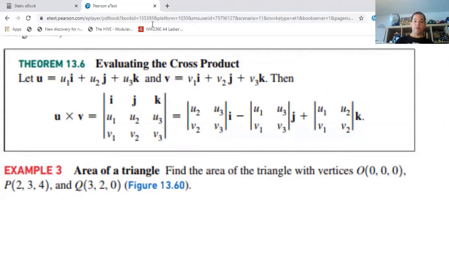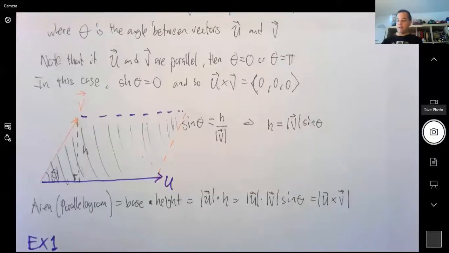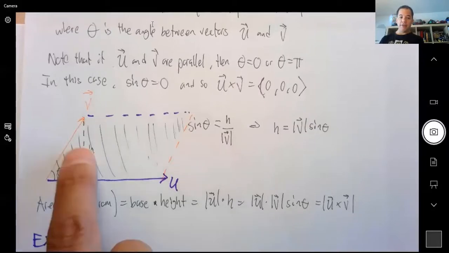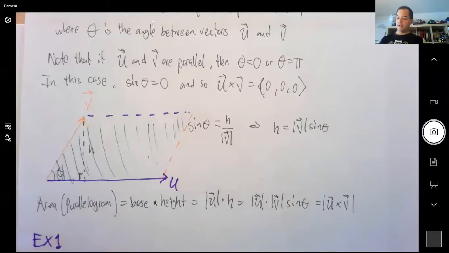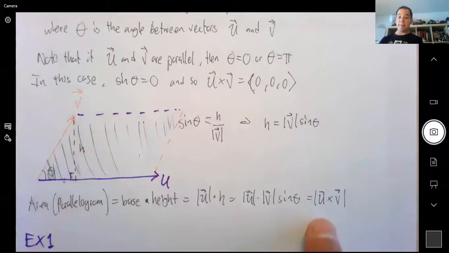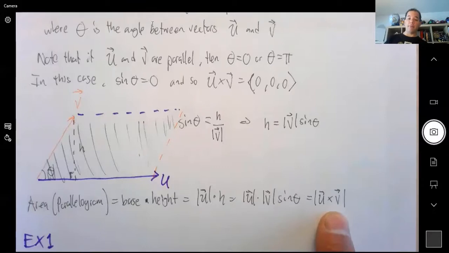Let me remind you about that. So this is the important thing. We did it also yesterday, the previous class. If you have two vectors and you do the cross product, the area of this parallelogram is precisely the magnitude of the cross product. Now, in the problem we're going to do right now, it's not about the area of a parallelogram, it's about the area of a triangle.